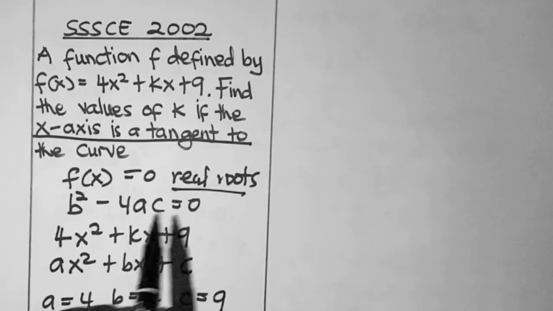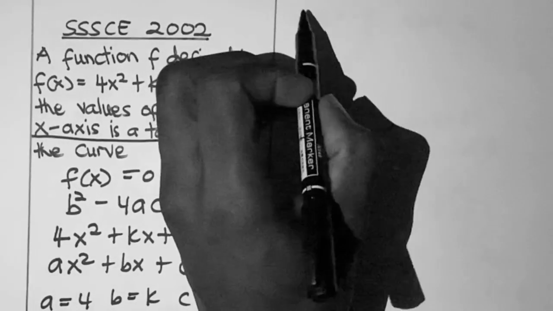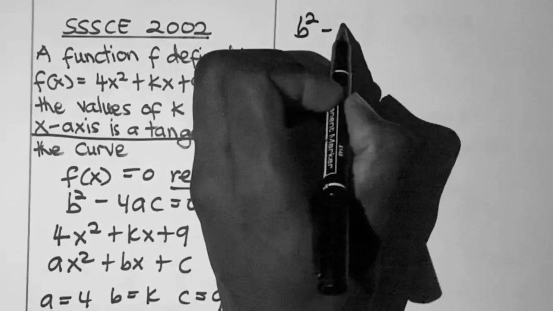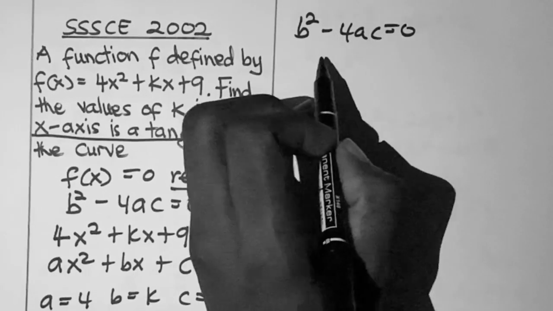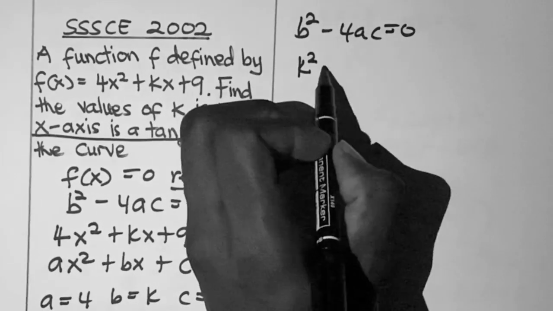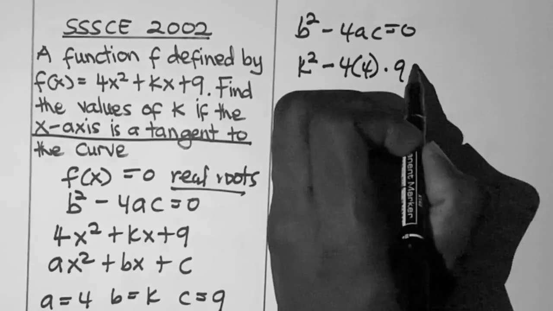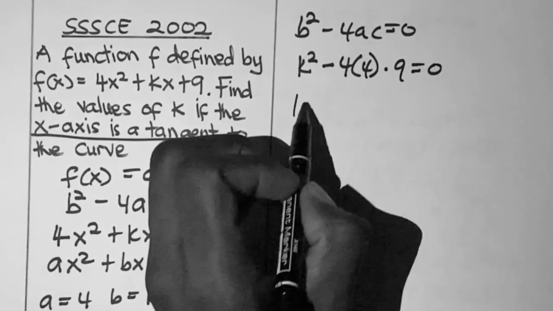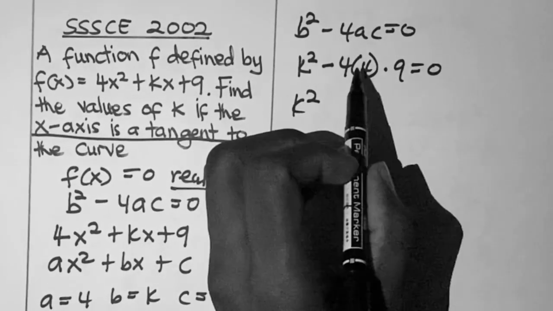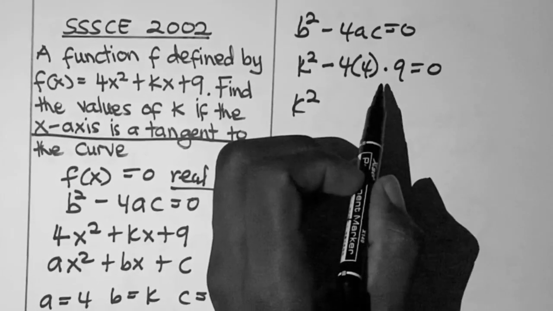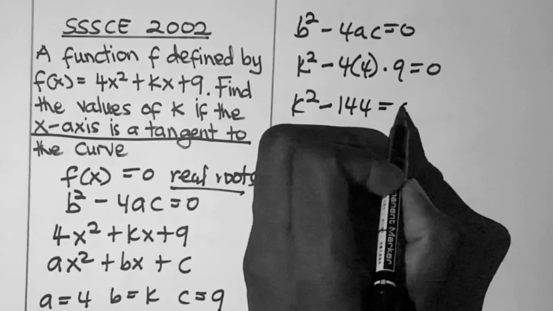But we know that it must be real roots, and then the discriminant b squared minus 4ac equals 0. So let's use the discriminant here. b squared minus 4ac equals 0. So b squared, b is equal to k, so it becomes k squared, then minus 4 times a is 4, then times c, c is 9, equals 0. So this becomes k squared, then 4 times 4 is 16. 16 times 9 is 144. So minus 144 is equal to 0.